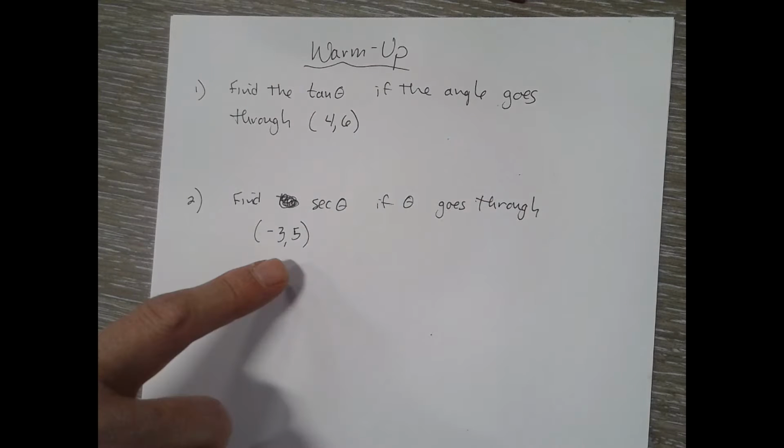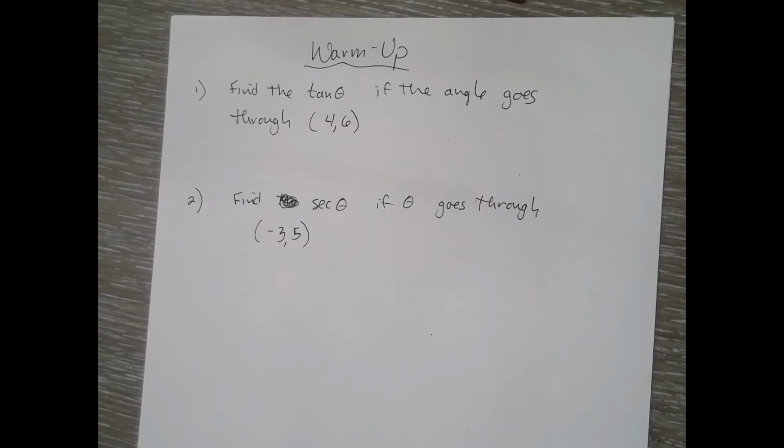Alright, so see if you can find the tangent of theta if the angle goes through the point 4, 6. Find the secant of theta if theta goes to the point -3, 5. And it's assumed that the angle is in standard form. Alright, try these problems.